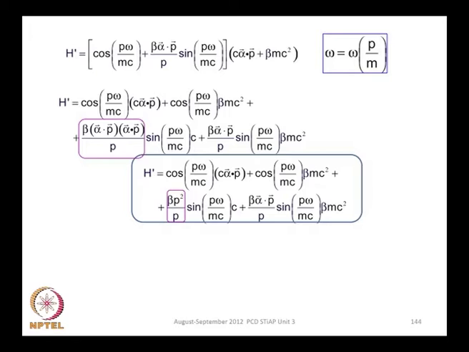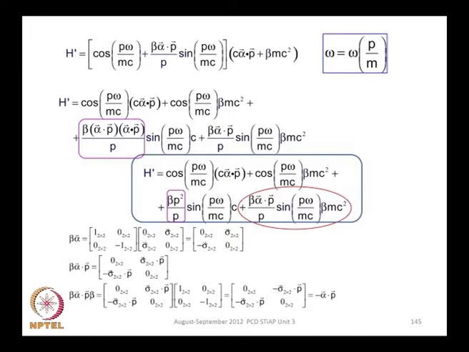Now, here you get alpha dot p and alpha dot p again. And this one is a dot, this one is also a dot. But we know what it is. So we have this beta p square by p coming from this, using the same kind of analysis as we did earlier.